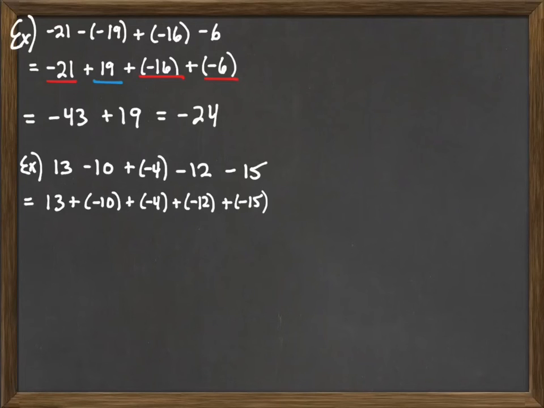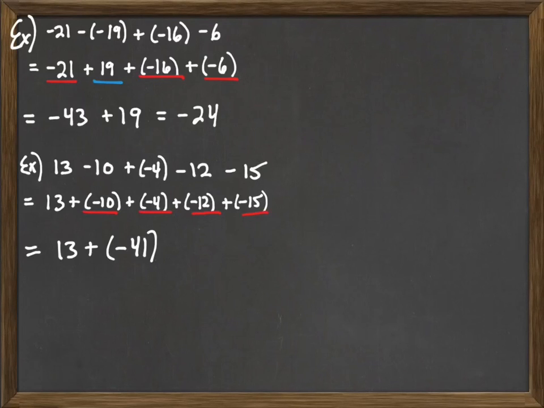And at this point, just like we did before, we match up all of our positive and negative numbers once it's an addition problem. Here I've underlined all my negatives, and I have again just the one positive number, so I leave him on his own, 13, and that's going to be plus, and then we add up negative 10, negative 4, negative 12, and negative 15. So to do that, we just add 10, 4, 12, and 15, which will be negative 41.